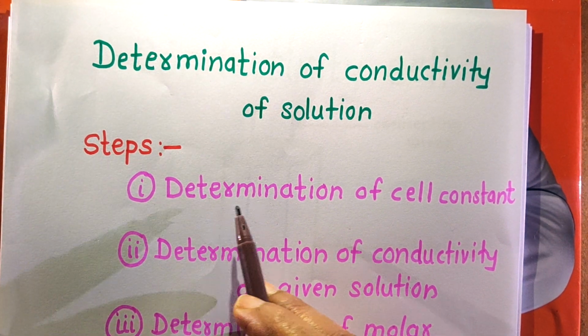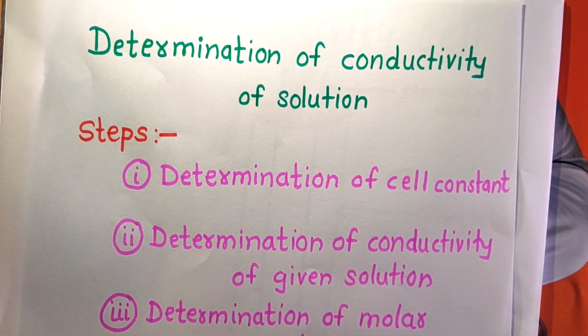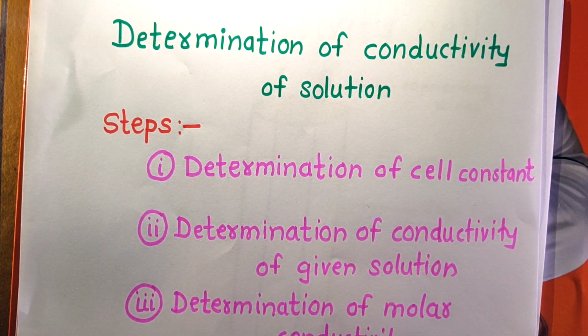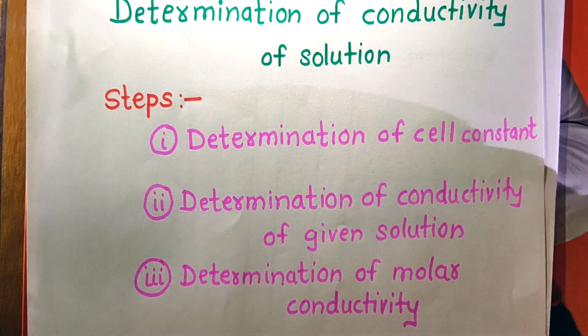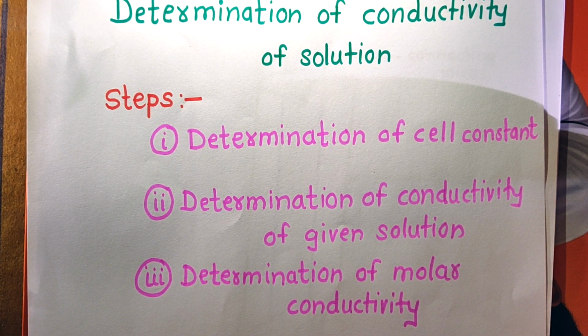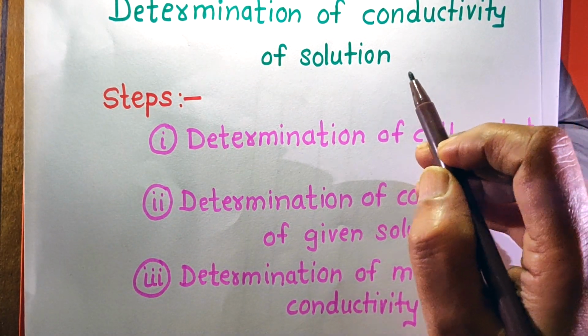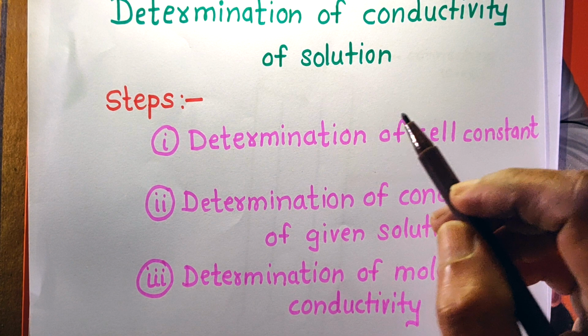The first stage is determination of cell constant. So what is cell constant? Now see here, if you have to measure the conductivity of the solution, we have to measure the resistance of the solution. Now you know the resistance of a metal can be measured by using an experiment based on the Wheatstone bridge principle. In physics, we have studied how the resistance of a metallic conductor can be determined by using the Wheatstone bridge. Now, remember, conductivity of the solution or resistance of the solution we have to determine.